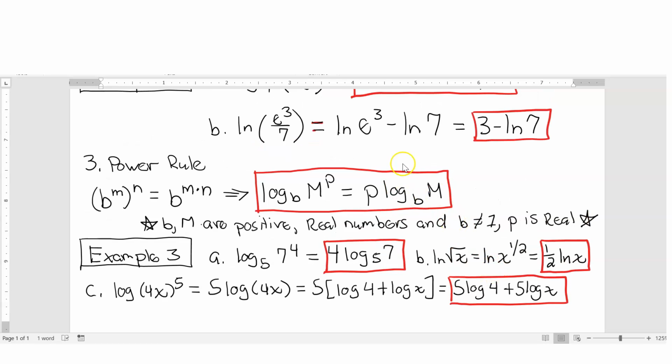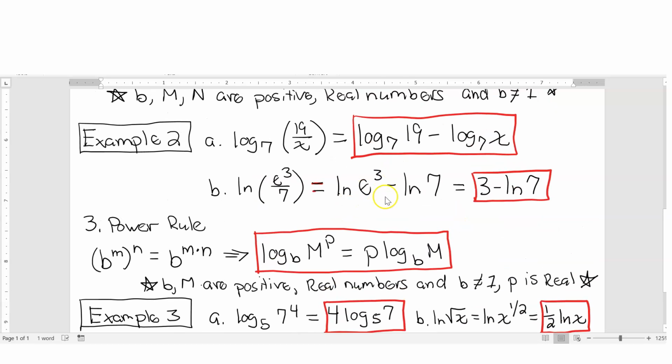Now that we've looked at the power rule, we can also revisit the simplification in part B, where we had natural log of e to the 3rd. Using the power rule, we could move this 3 out front, and then remember, based on the properties of logs, the natural log of e would evaluate to 1. And then 3 times 1 is, of course, 3. So now you can look at this simplification, and you can apply the power rule in a situation like this, if you would like.